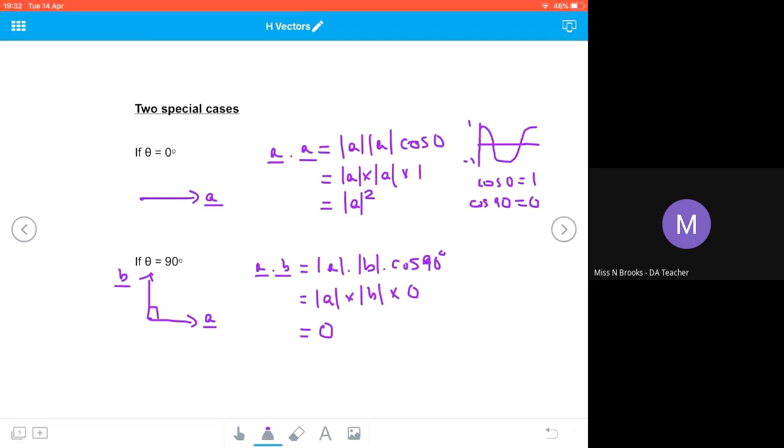And this is a particularly special case because we can prove that anything is perpendicular if the scalar product is 0, but we can show that the converse of the statement is true. And so if the scalar product of two vectors is 0, then the two vectors are perpendicular. And we'll be looking at that in more detail later.